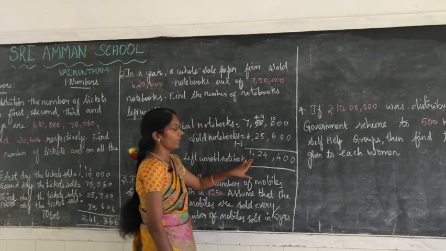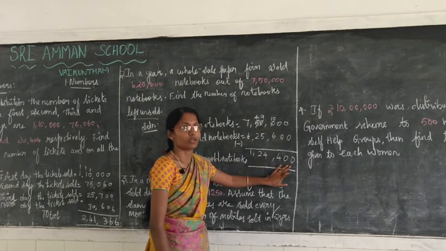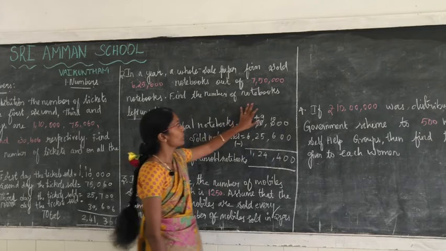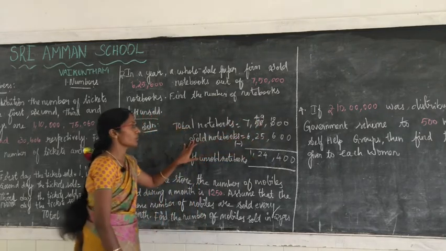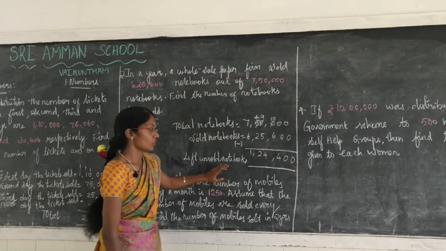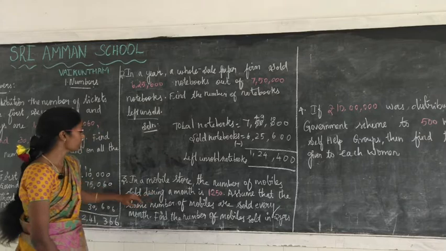So how much is remaining? 1,24,400 notebooks left unsold. Okay. Are you all clear on how to subtract? From the total we are subtracting sold notebooks so that we get the left unsold notebooks. Have you all understood this question? Okay, next we move to the third question.